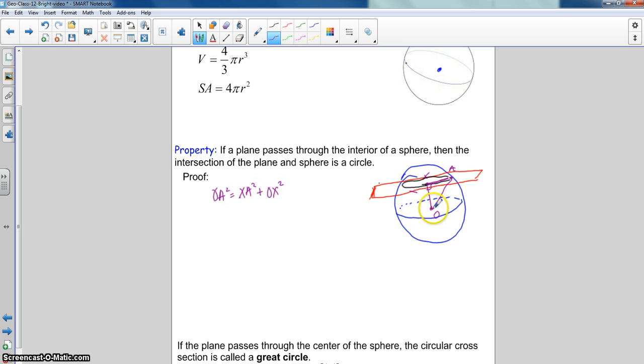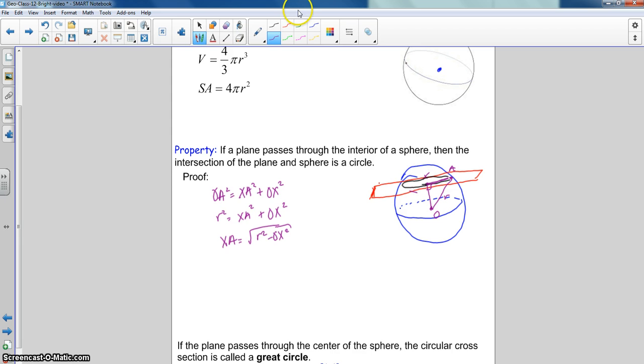The distance from O to A is on the sphere, so I know that distance is just R. So R squared is equal to XA squared plus OX squared. I rearrange it, and I'm thinking that X is going to be the center of this circle. So I want to show that XA is going to be a constant distance. Solving for XA, XA equals the square root of R squared minus OX squared. That's fine and dandy, but now how do I prove that this distance is the same for all points?